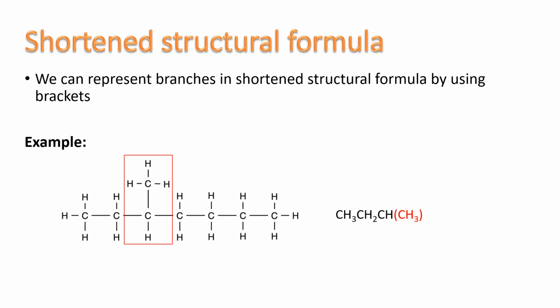So when we see anything in brackets, that tells us it's a branch attached to the carbon before. Then our next carbon is CH2. We have another CH2, another CH2, and then lastly our CH3. So this would be the shortened structural formula for that molecule there. Okay, so if we copy that example down. Now if you're still unsure about how shortened structural formula work, just give me an email and I'll give you a hand, okay?